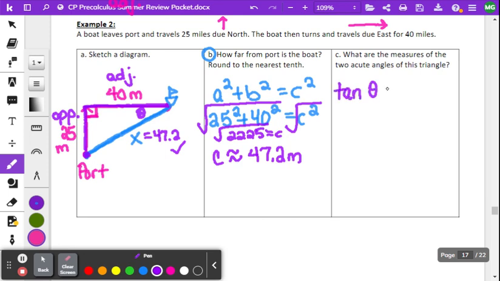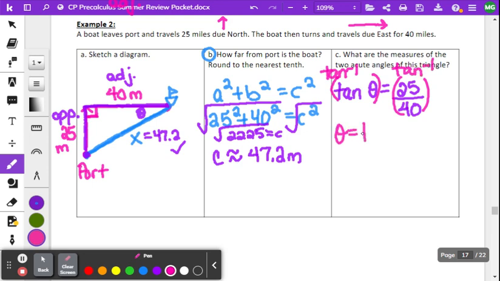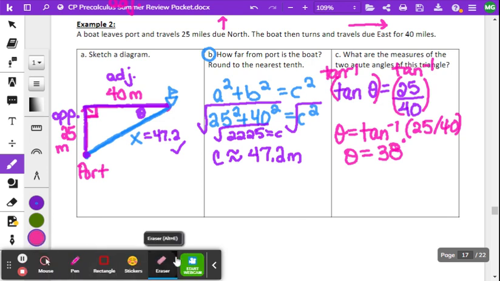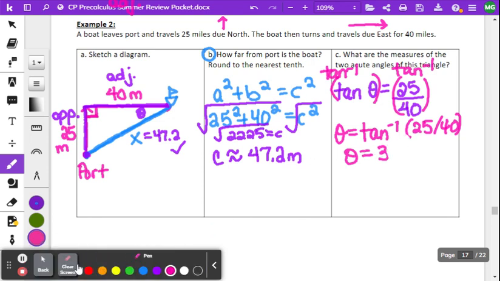So tangent of theta equals opposite, which is 25, over adjacent, which is 40. And remember, when we're trying to find an angle, we take the inverse. So we have inverse tan of each side. So in your calculator, you're going to put inverse tan of 25 over 40, and you should get approximately 38 degrees. I'm sorry, 32 degrees. Okay, so put that in your calculator, and you should get 32 degrees.